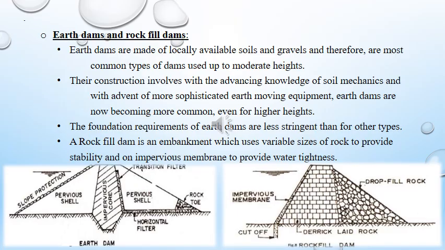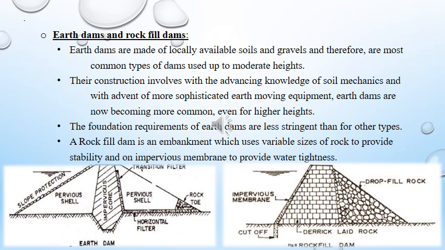After knowing the basic idea of gravity dam, arch dam and buttress dam, now we come to the earth and rock fill dam. An earth dam is made of soil which is locally available, and such dams are built in areas where the foundation is not strong enough to bear the weight of a concrete dam, and where earth is more easily available as a building material compared to concrete or stone or rock.